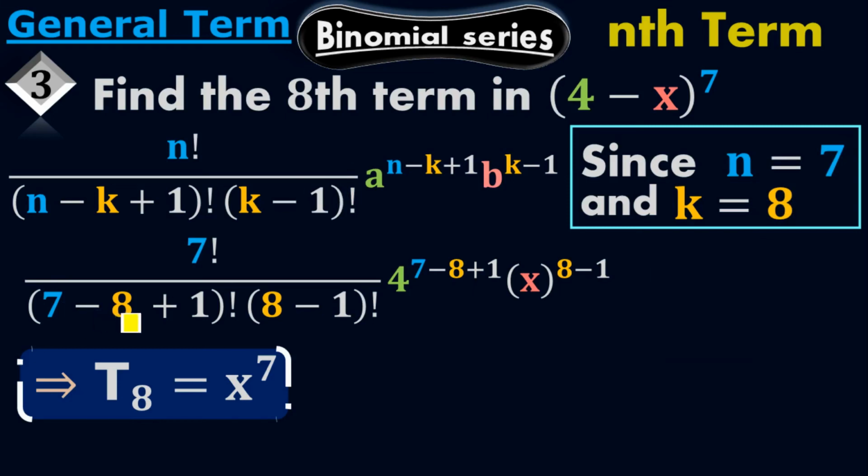Look, 7 minus 8 is negative 1. Negative 1 plus 1 is 0. So I'm going to have 0 factorial here. 0 factorial is 1. 8 minus 1 is 7, so I will have 7 factorial. I have 7 factorial in the numerator and 7 factorial in the denominator, so they cancel. Therefore, I'm going to have 1 here. 7 minus 8 is negative 1, negative 1 plus 1 is 0, so I will have 4 to the 0. 4 to the 0 is 1. 8 minus 1 is 7, so I will have x to the 7. So x to the 7 times 1 is x to the 7. And there we got the final answer for the 8th term, which is x to the 7.